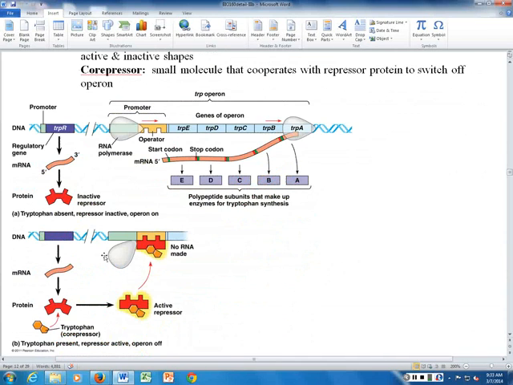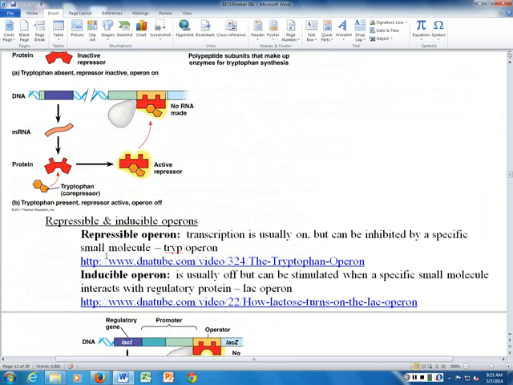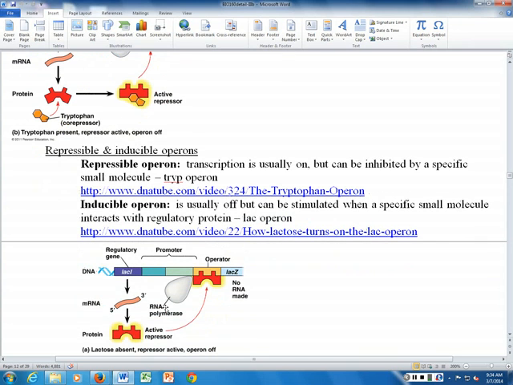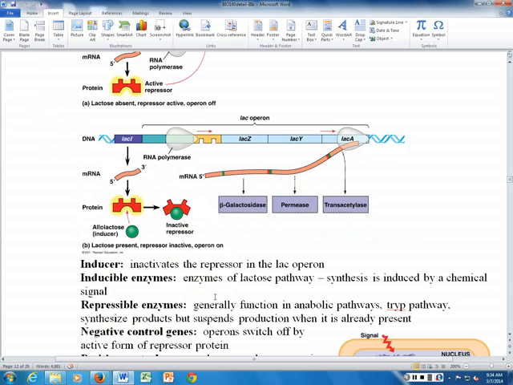There are two examples it will show you. There's the tryptophan operon, which is a repressible operon that's on by default but gets shut off. And then the inducible operon example it gives is the lac operon. So these DNA tube videos are going to be really good at showing you what happens to explain those.